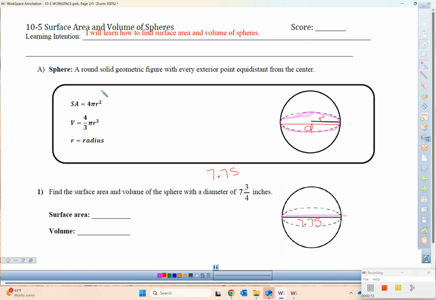Okay, and if we look at surface area, our formula has a radius in it. So we need a radius of this. If we take 7.75 and divide it by 2, that's what's going to give us our radius. Like we learned, radius is half of the diameter. So from here to here, our radius is 3.875. Now we're just plugging into the formula. The formula is 4 pi r squared. So it's 4 pi, and our radius is 3.875.